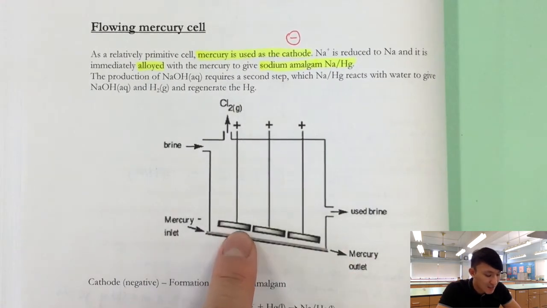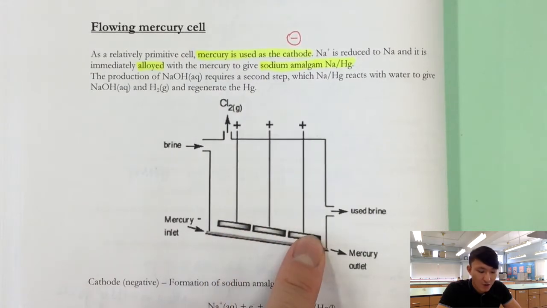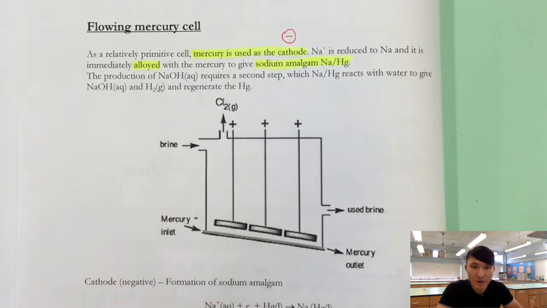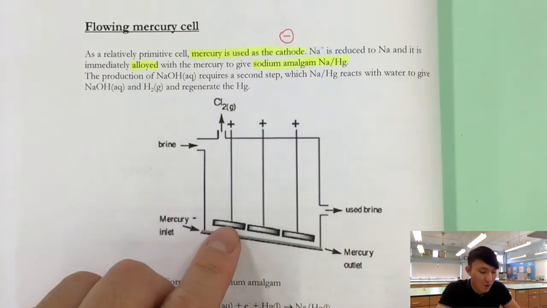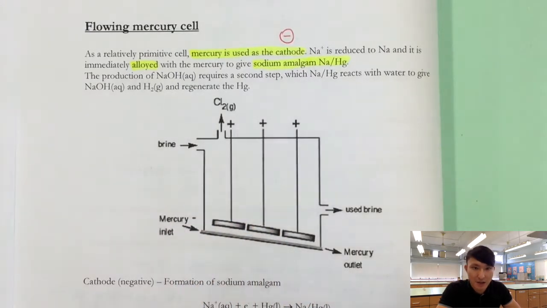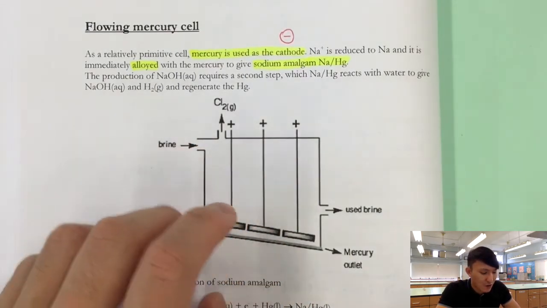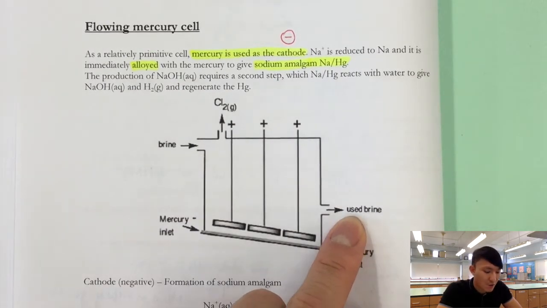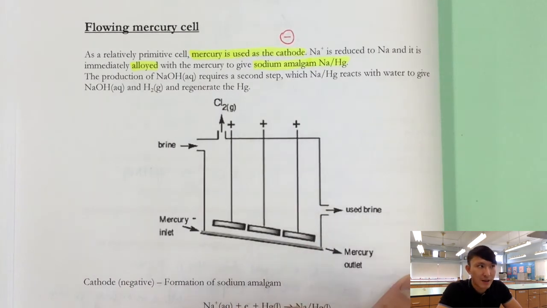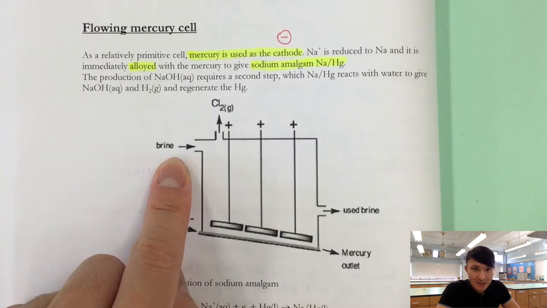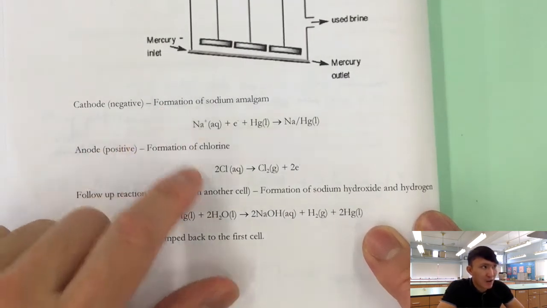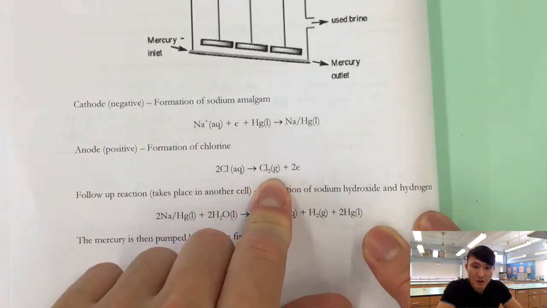Now on these suspended electrodes, these are the positive electrodes, and these are the places where you will expect to see the chlorine being formed. So probably you will see some bubbles form on the surface of these positive electrodes. And after flowing through all these electrodes, the used brine, probably more diluted sodium chloride, will be removed. Probably we add the salt into it and then recycle it back to the brine inlet. Now, from these two half equations, we have one of the major products, the chlorine.